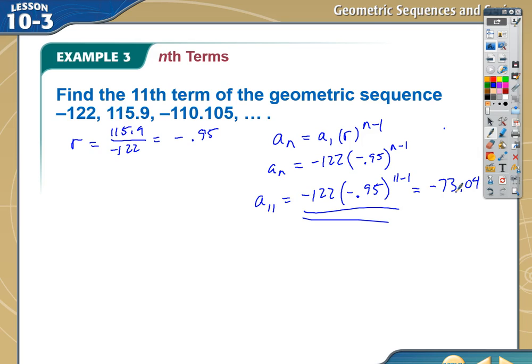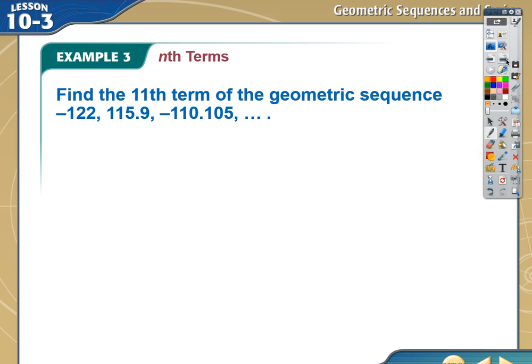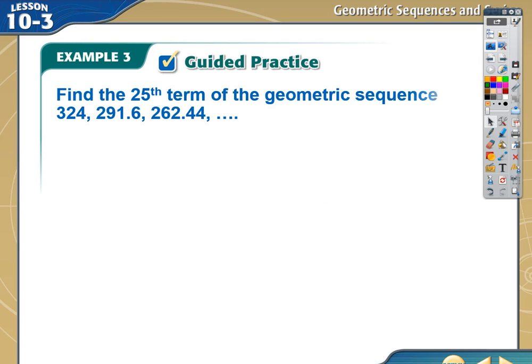So let's talk about this one more time. I come here and I go next. This one says find the 25th term of this geometric sequence. Well, again, what's my r value? r value is equal to 291.6 over 324. Put that in my calculator. It tells me that it is 0.9.